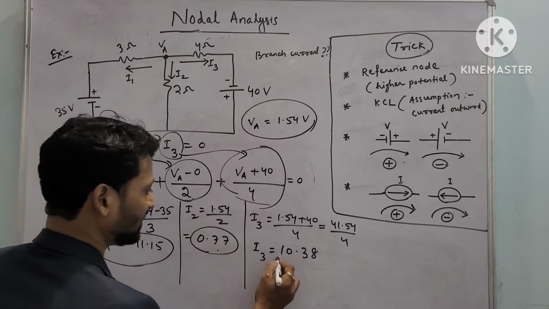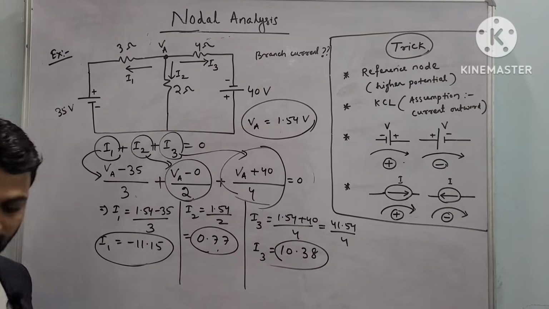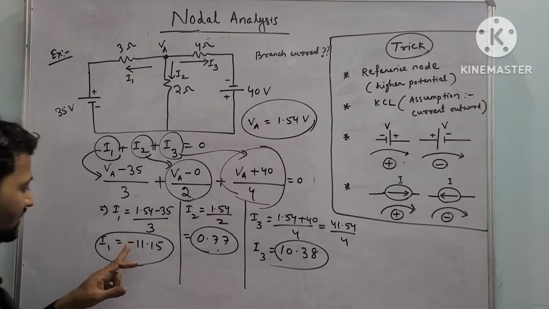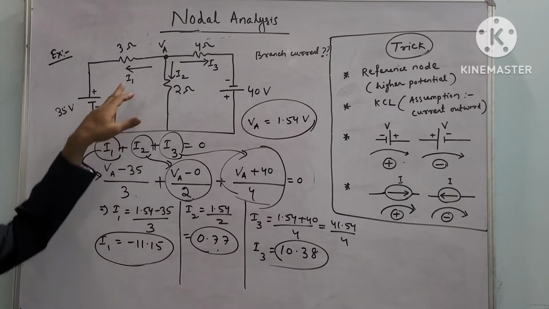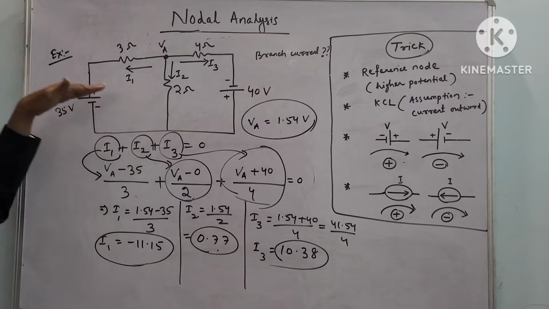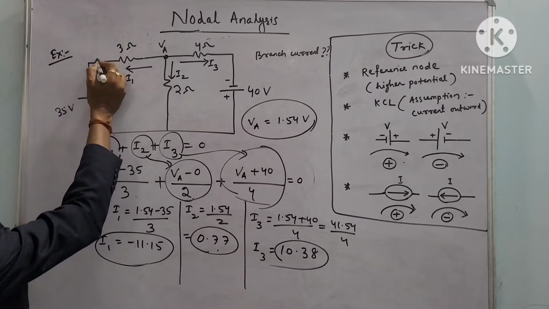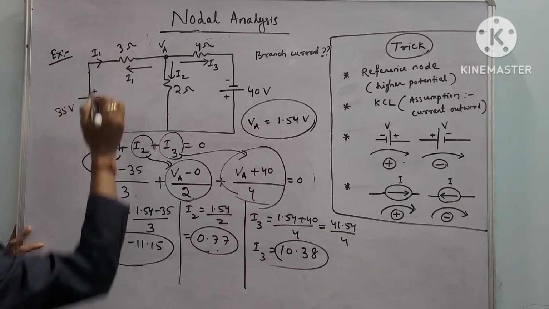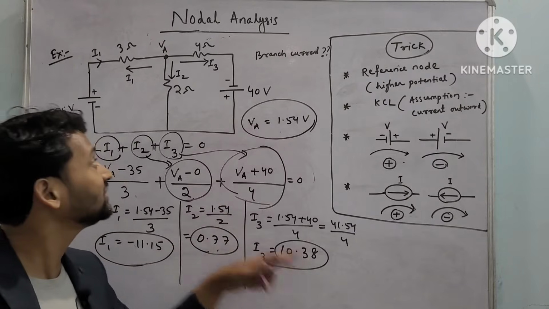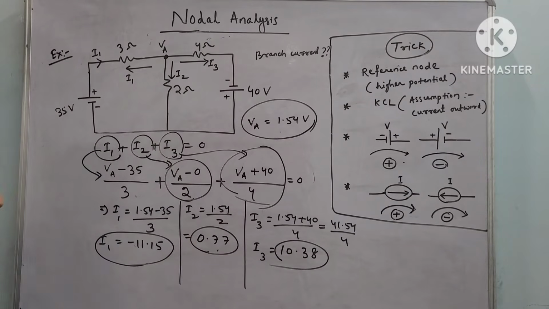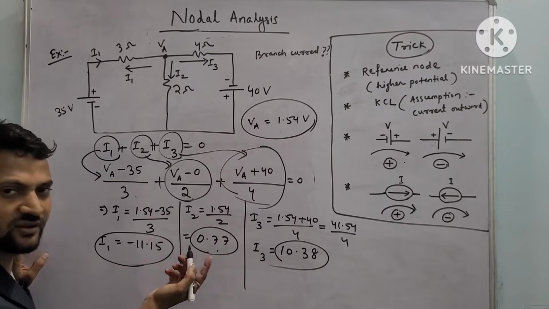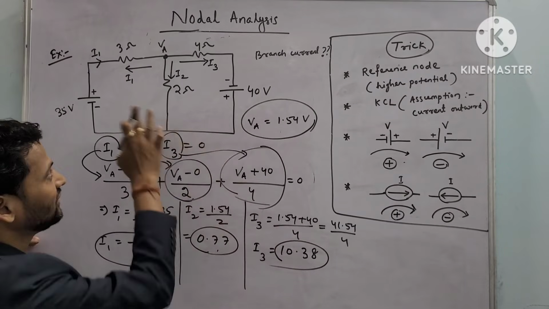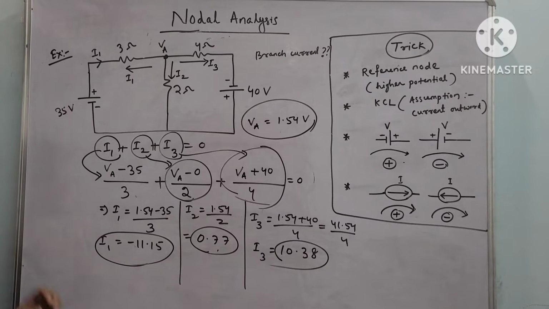See, we are getting I1, I2, I3. I1 is minus 11.15, that means our assumption is wrong. Actually the current is flowing from left to right. And the other two values are positive, meaning our assumption is right. See, the sum of these two currents will be equal to this current. That is called KCL, right? The sum of incoming current will be equal to the sum of outgoing current.